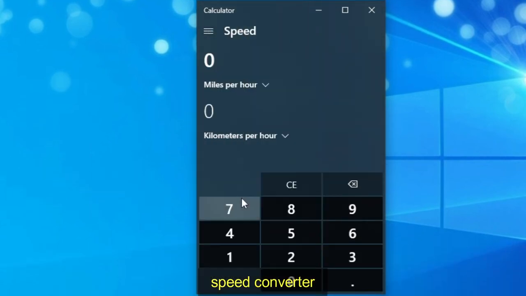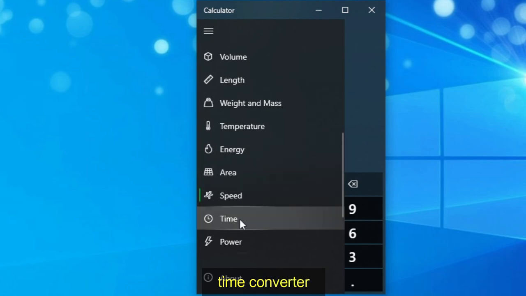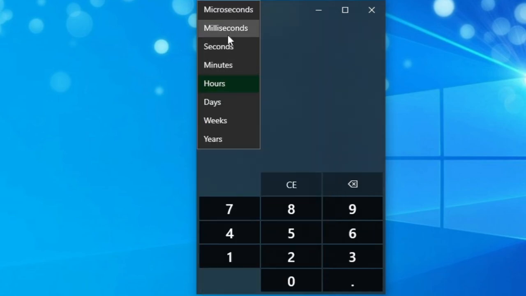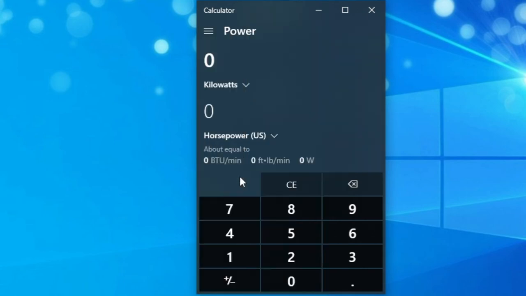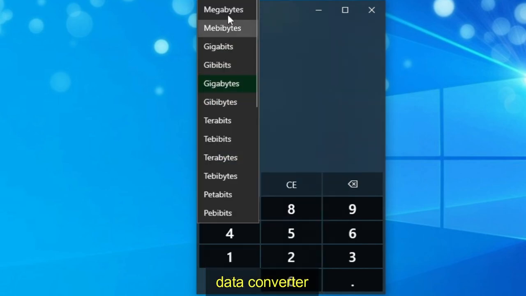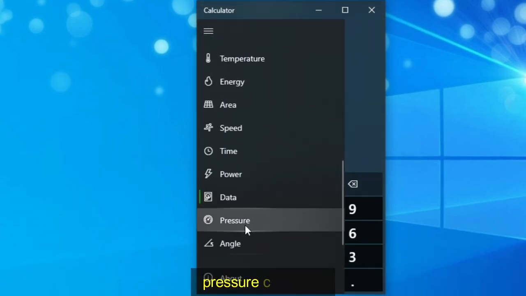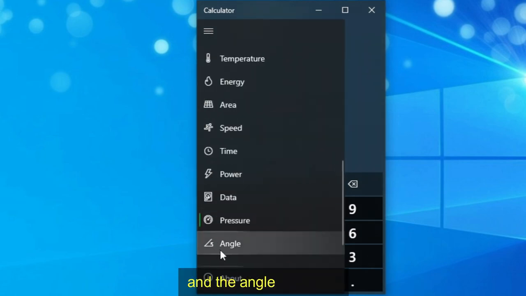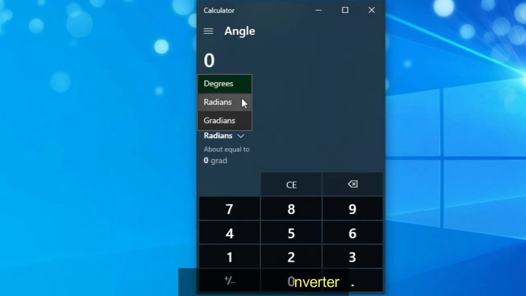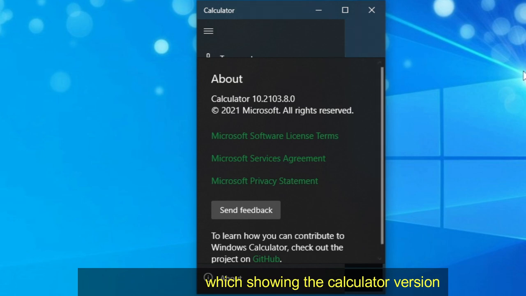Speed converter, time converter, power converter, data converter, pressure converter, and the angle converter. Lastly is the About, which shows the calculator version.